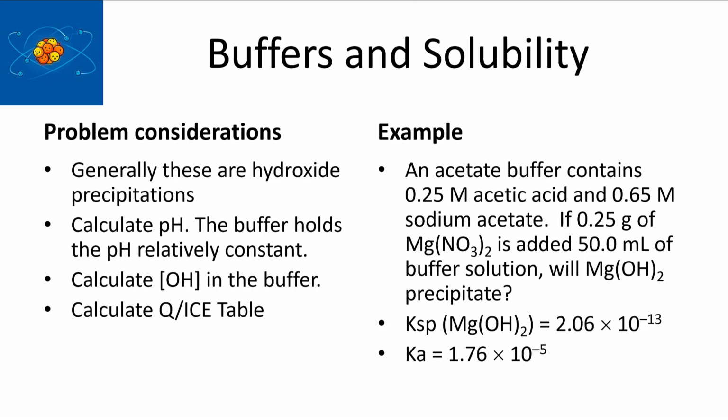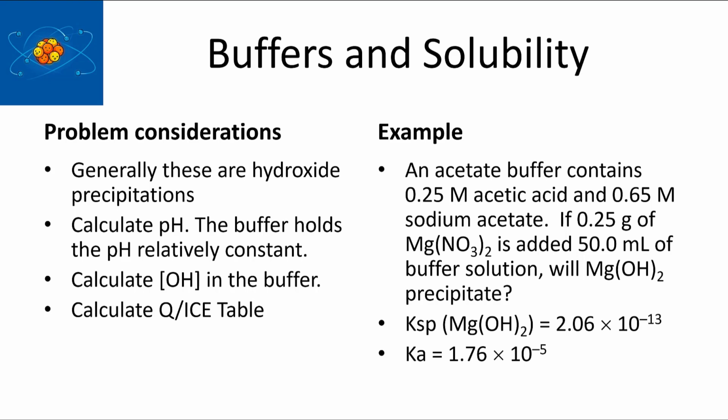So I'm going to go over this problem and show you how you deal with the buffer. But really it's two separate problems, and we assume that the buffer sets the hydroxide ion concentration, and that will be the equilibrium concentration that we deal with for calculating how much of a particular metal ion is soluble in solution. So let's go through this problem. It says an acetate buffer contains acetic acid and its conjugate base sodium acetate. If 0.25 grams of magnesium nitrate is added to 50 mL of the buffer solution, will magnesium hydroxide precipitate?